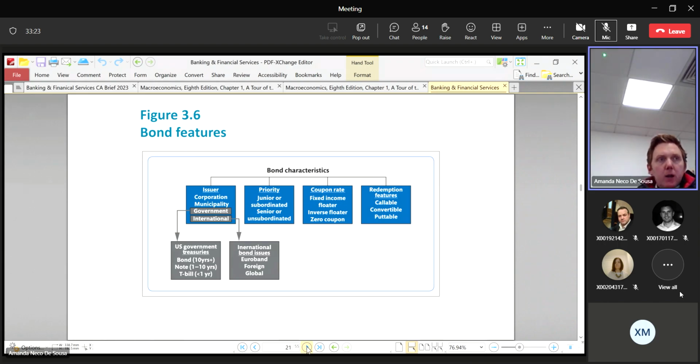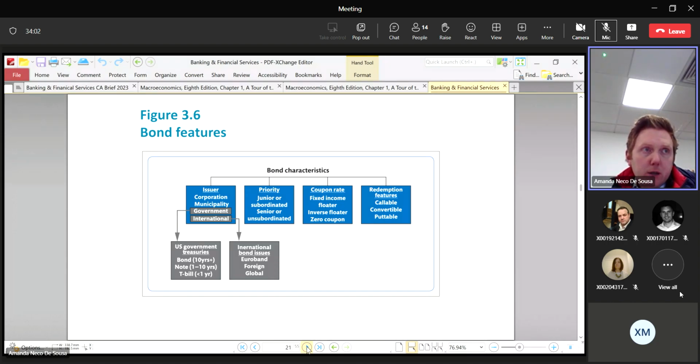Just remember that. And on this slide, going from left to right in the bond features, issuers can be a government or a corporate. In terms of priority, you've got senior debt, also known as unsubordinated, and junior debt, also known as subordinated, but just keep it to senior and junior for the moment. The key thing to take away from that whole concept is that senior ranks higher than junior. So if something goes wrong, the senior debt holder has to get repaid first.